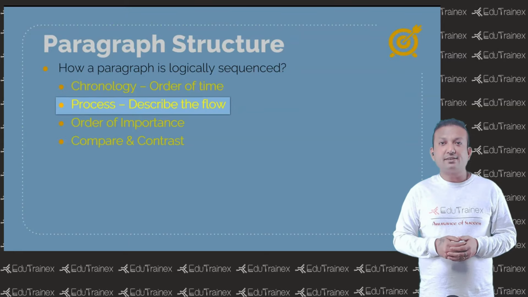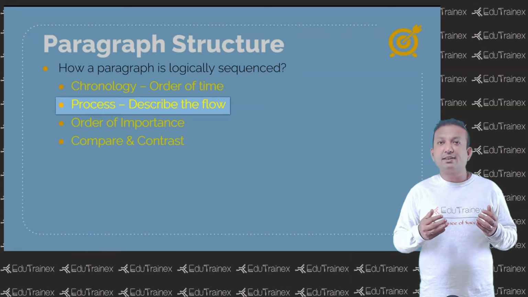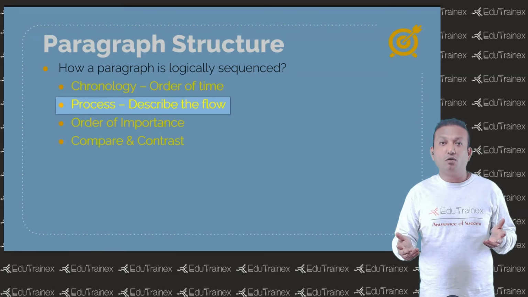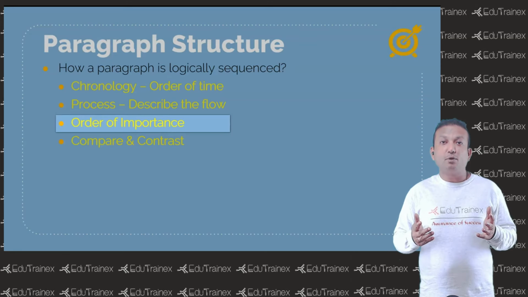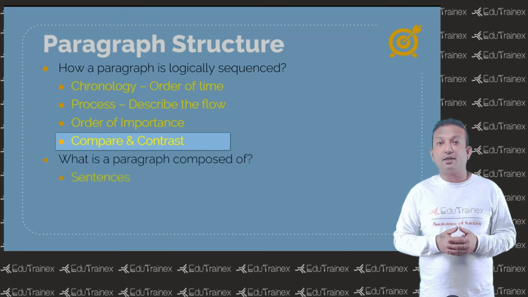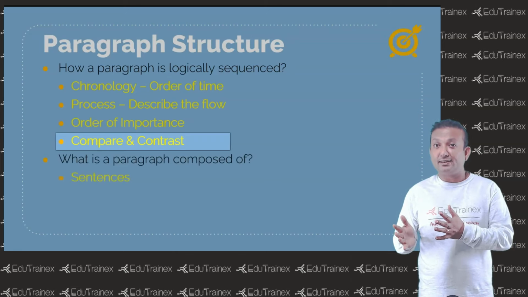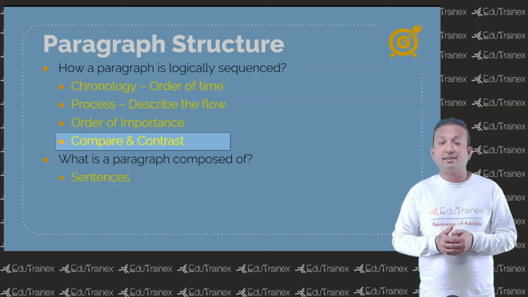The next is process. This style of paragraph describes the flow or a process. So it will have certain steps describing the flow. The next one is order of importance. In this type of paragraphs, the order is from the most important to the least important. And the last one is compare and contrast. So this style will firstly compare two sides with similarities and then contrast the differences.